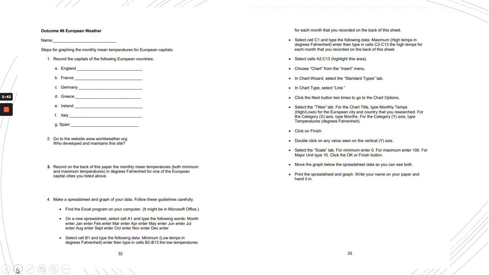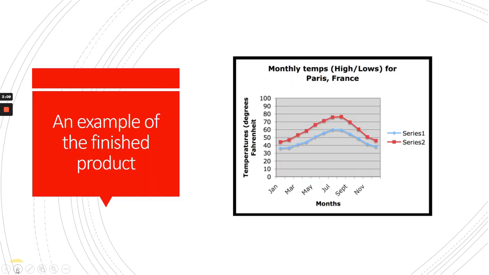Students will have an opportunity to explore high and low temperatures for a variety of European cities before they choose a city and actually graph those high and low temperatures utilizing technology, utilizing Excel. And this worksheet walks them through how to do that. And when they are done, the finished product should look something like this.